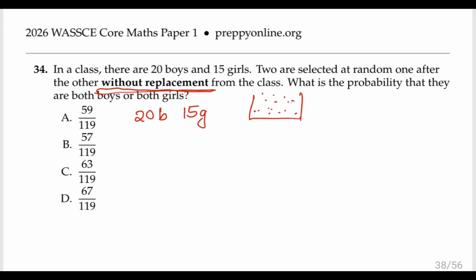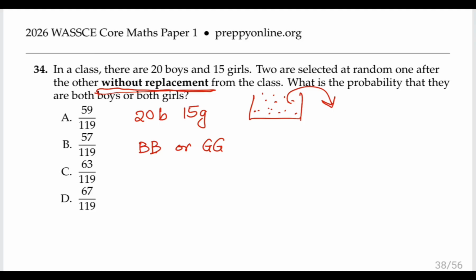When you pick out somebody from the class, that's it. You don't bring the person back before you select again. So what is the probability that if we select two, we get boy, boy, or girl, girl? That's what we're trying to find. We want the first person we select to be a boy and the second a boy, or the first we select to be a girl and the second also a girl.